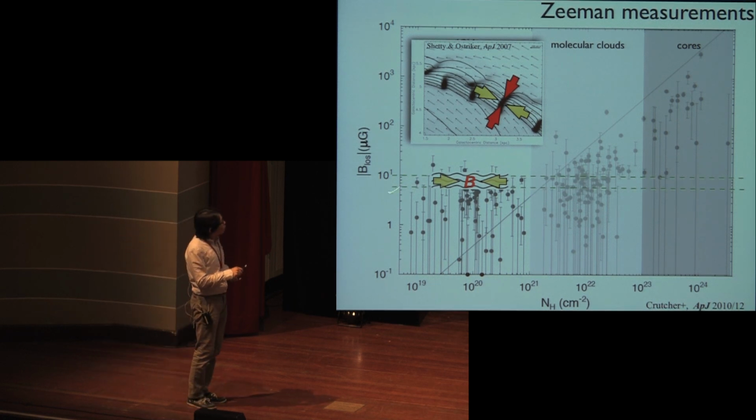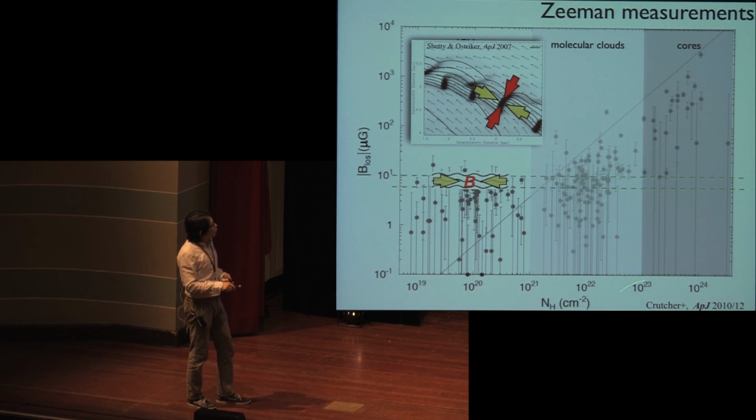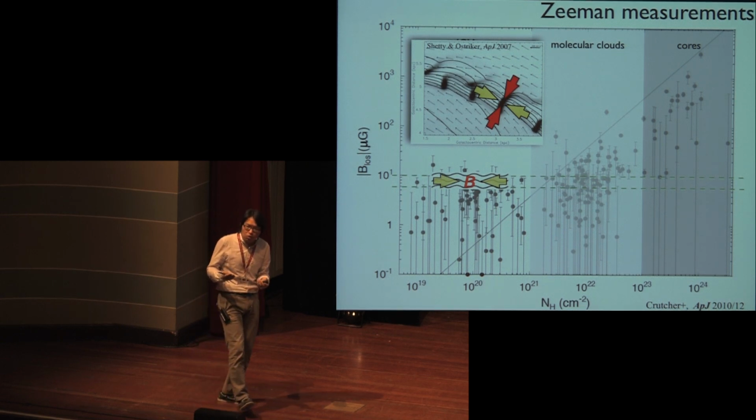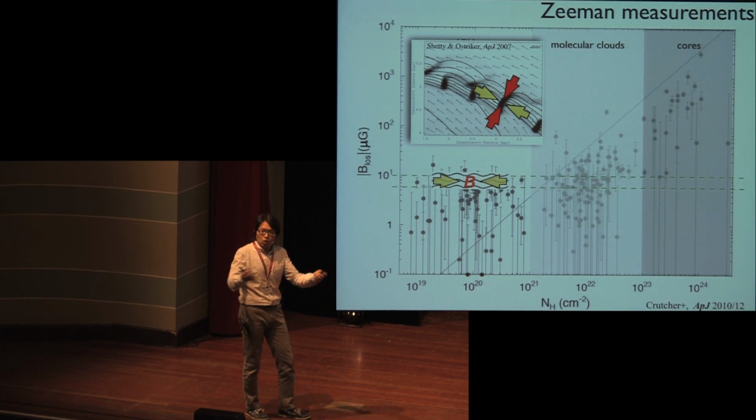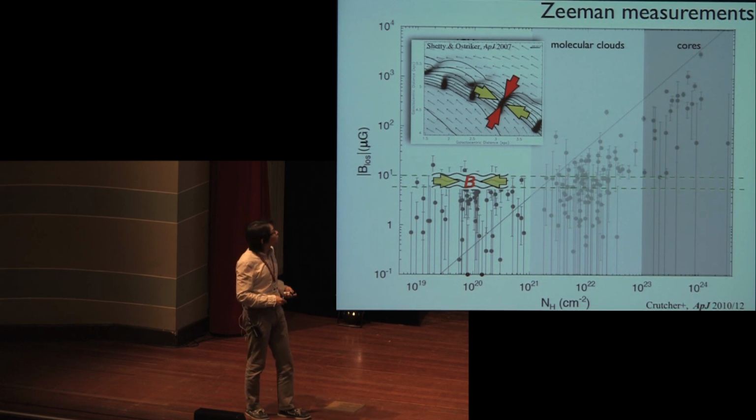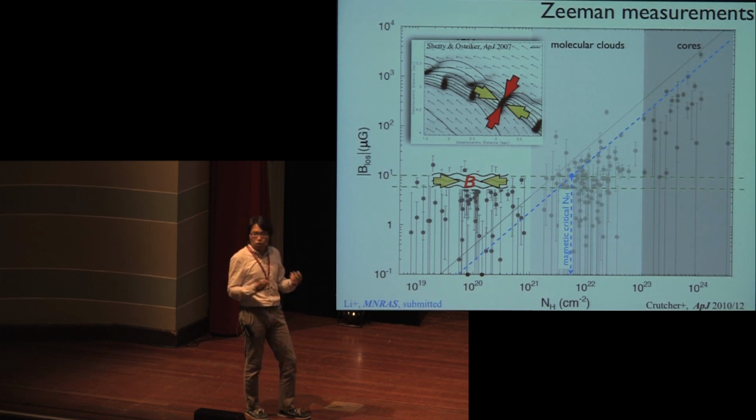And based on the data distribution here, Crutcher et al. concluded that the most probable total field strength from this data is between 6 to 10 microgauss. Given this strength of the B field, you can theoretically calculate the minimum column density you need for gravity to overcome this magnetic pressure and collapse and compress the field lines. So here, the dashed line is the theoretical calculation. So you get the so-called magnetic critical column density.